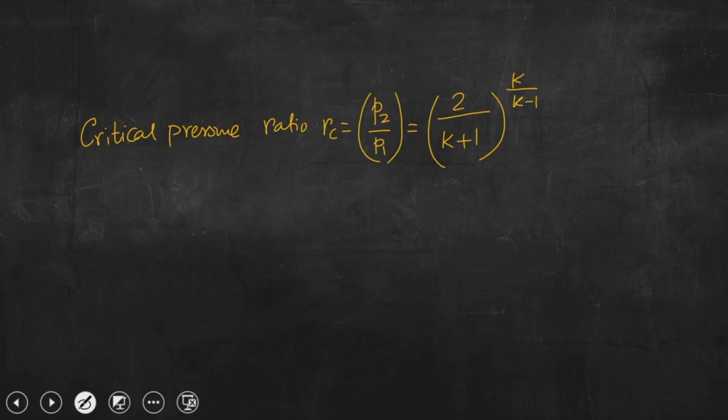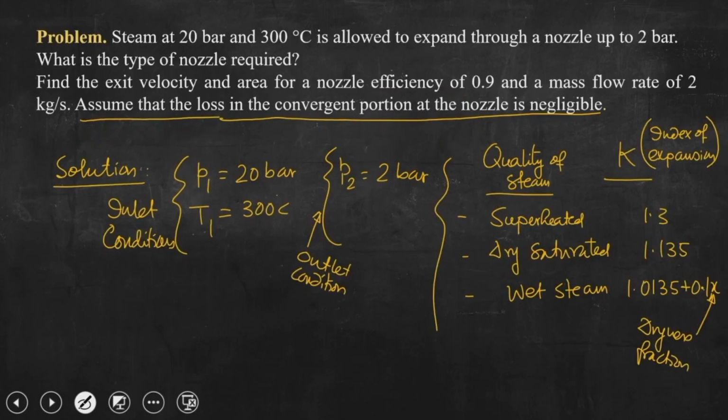Now, we use the value of K equal to 1.3, because if we go back to the problem statement, nothing is given. You can calculate the quality of steam at the inlet to the nozzle. It is given pressure and temperature. We have studied in thermodynamics from the steam table that, knowing these two properties, we can assess the quality of steam at the inlet of the nozzle, whether the quality is 1 or less than 1.